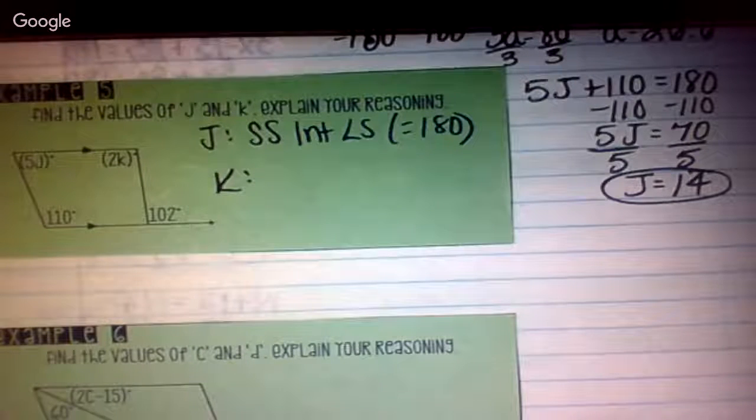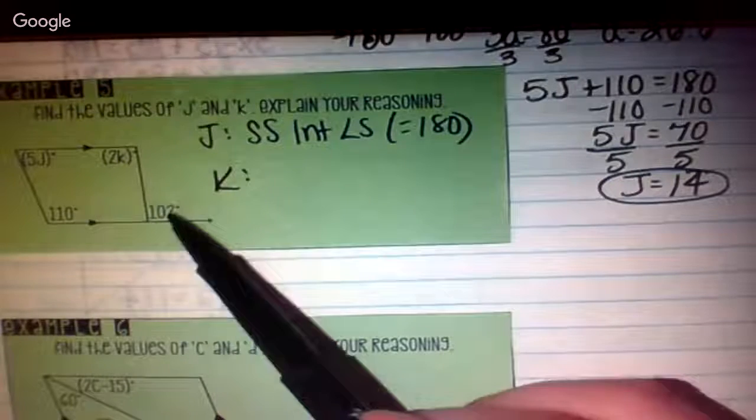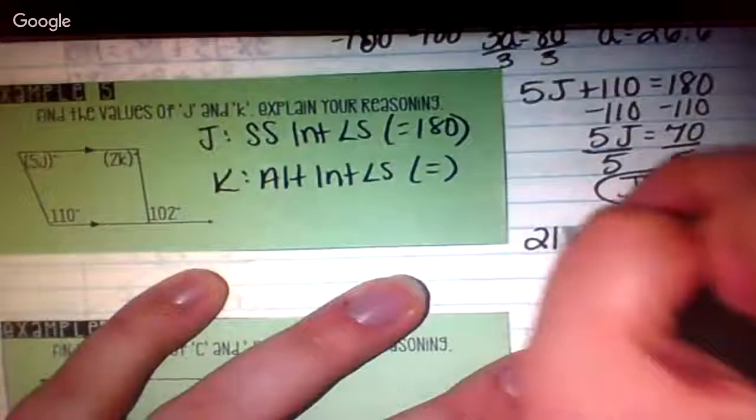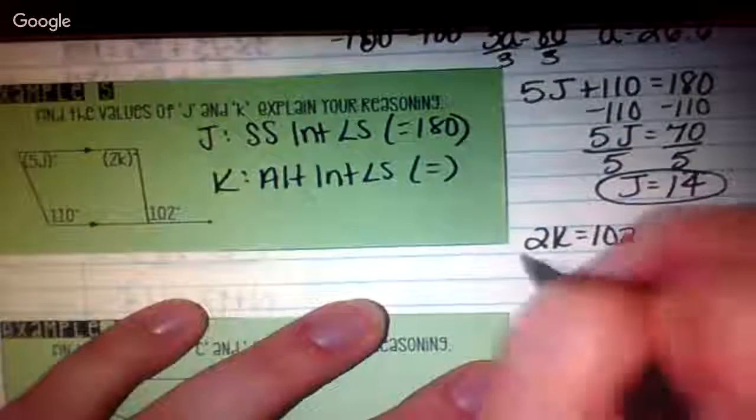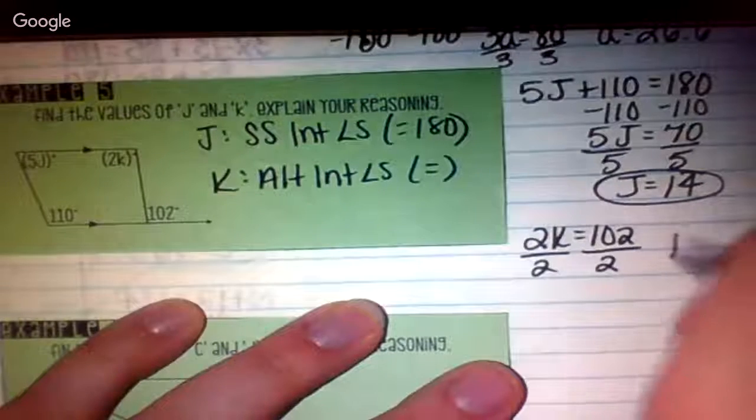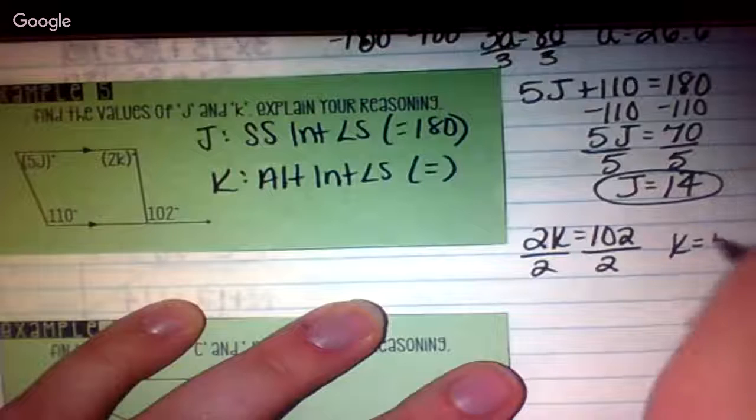Okay. So now I need to solve for K. What type of relationship does K have with some angle that we know? 102, or what, Caleb? What'd you say? That's the alternate. Alternate interior angles. Good. K and 102, these are alternate. One's on the left, one's on the right. They're still inside the parallel lines. So if they're alternate interior angles, they're equal. So 2K equals 102, which means K equals 51.